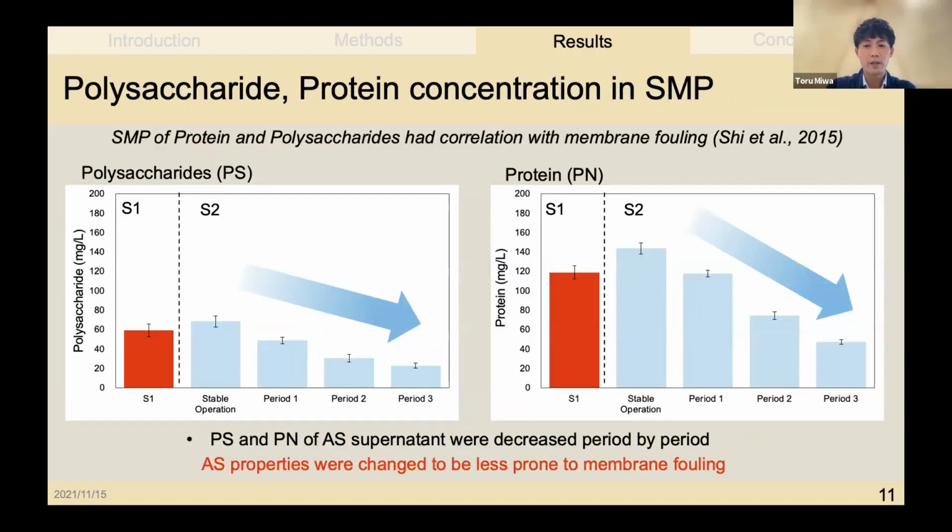SMP of protein and polysaccharides were also measured. When these protein and polysaccharide concentrations are high, it is known that membrane fouling occurs easily. But polysaccharide and protein concentrations decreased period by period in the S2 reactor. It is indicated that the activated sludge changed to be less prone to membrane fouling.